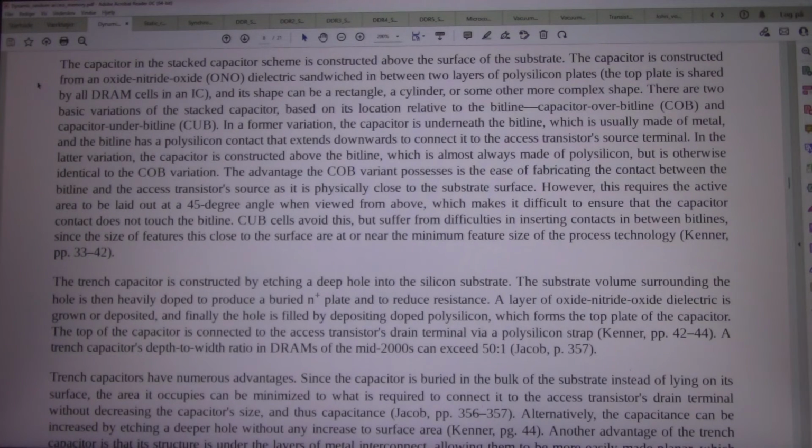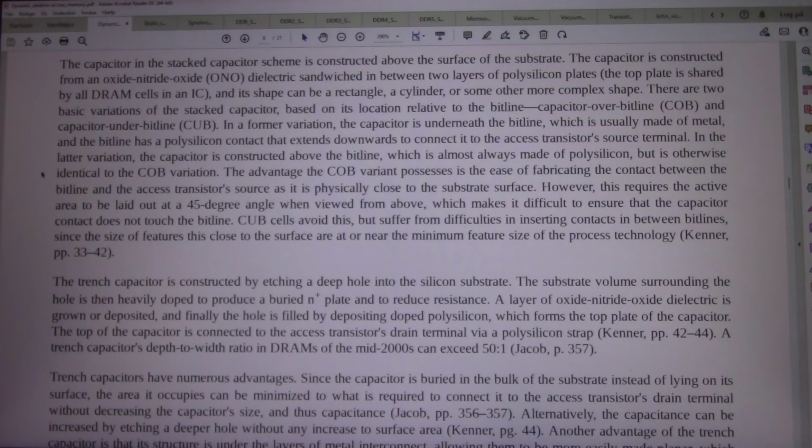The top plate is shared by all DRAM cells in an IC, and its shape can be a rectangle, a cylinder, or some other more complex shape. There are two basic variations of the stacked capacitor, based on its location relative to the bitline: capacitor over bitline, COB, and capacitor under bitline, CUB. In the former variation, the capacitor is underneath the bitline, which is usually made of metal, and the bitline has a polysilicon contact that extends downwards to connect it to the access transistor source terminal. In the latter variation, the capacitor is constructed above the bitline, which is almost always made of polysilicon, but is otherwise identical to the COB variation.